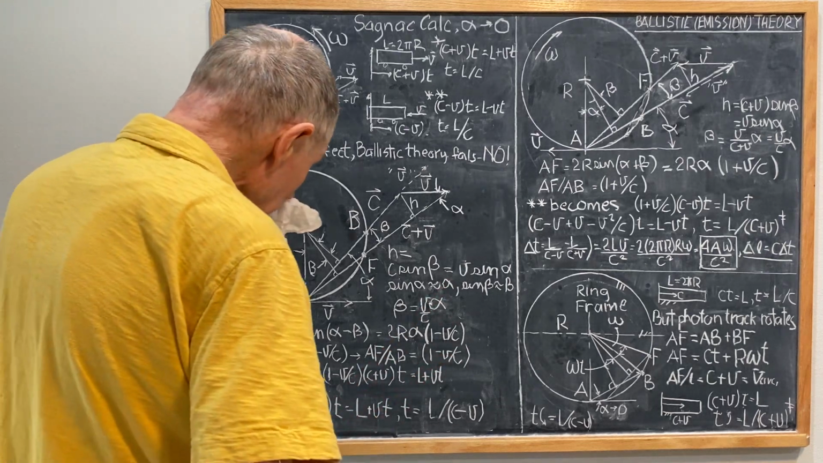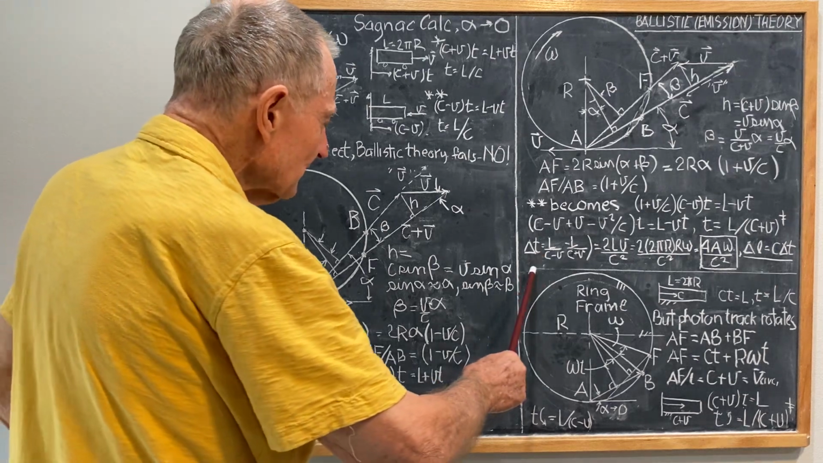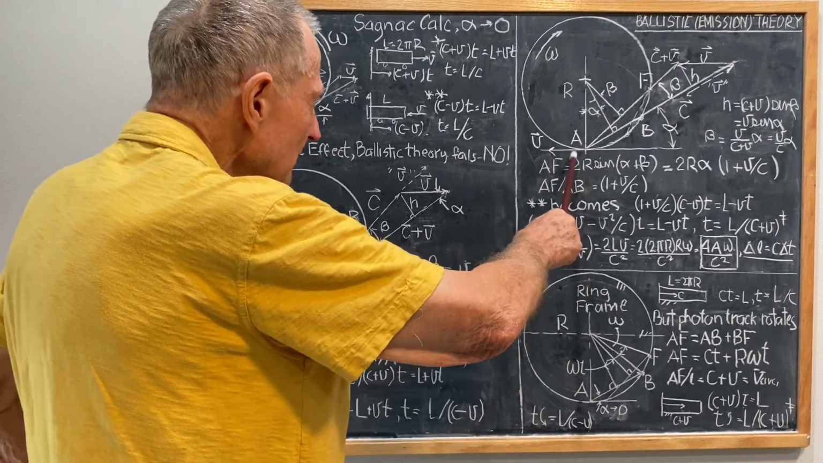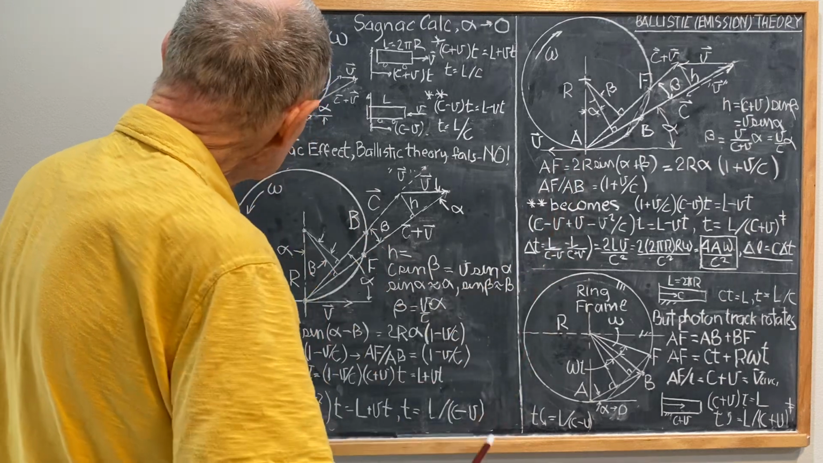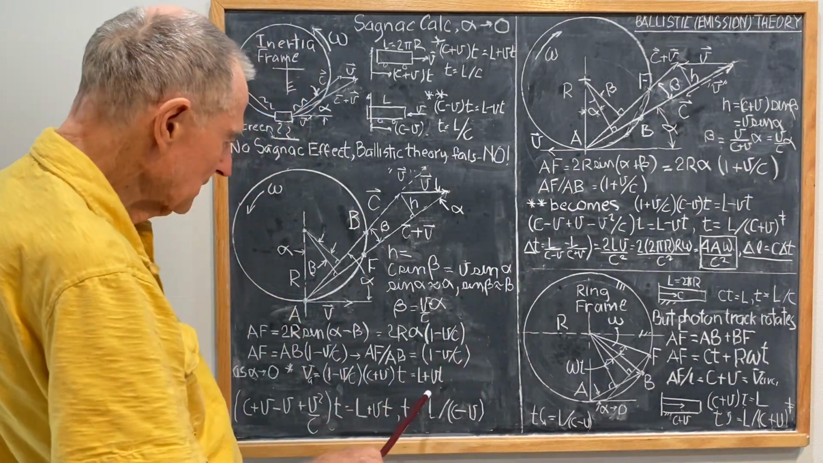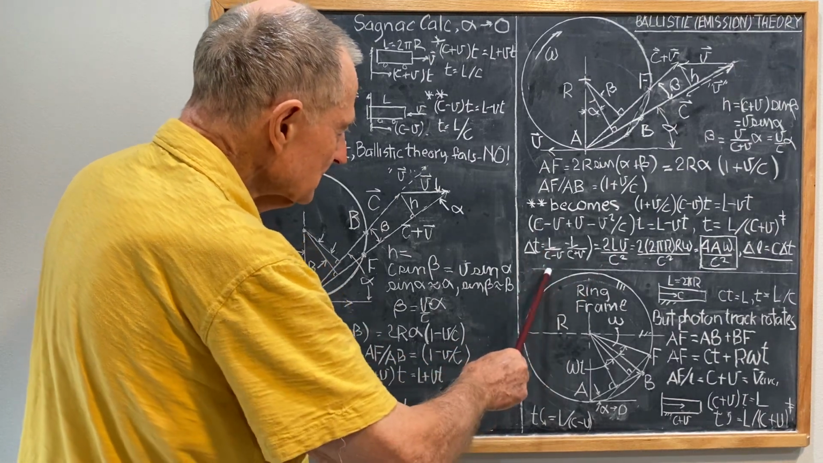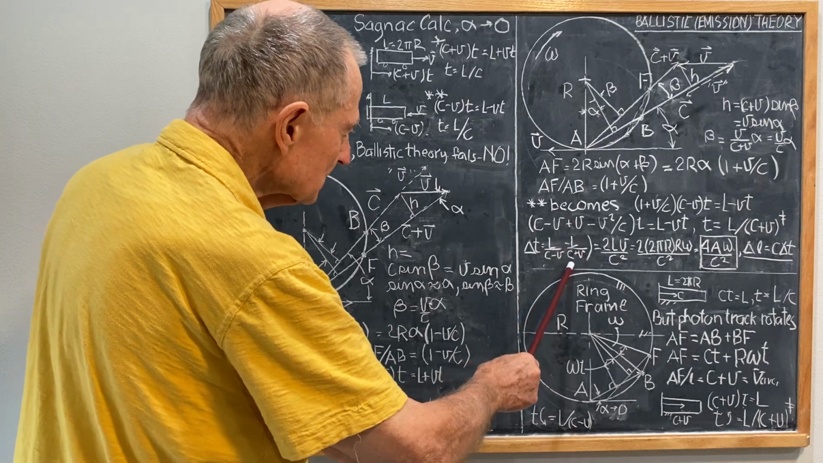And the standard result for the time difference between the arrival of the photons at the source, delta t, is the time around in one direction minus the time in the other direction, which is L over c minus v minus L over c plus v.